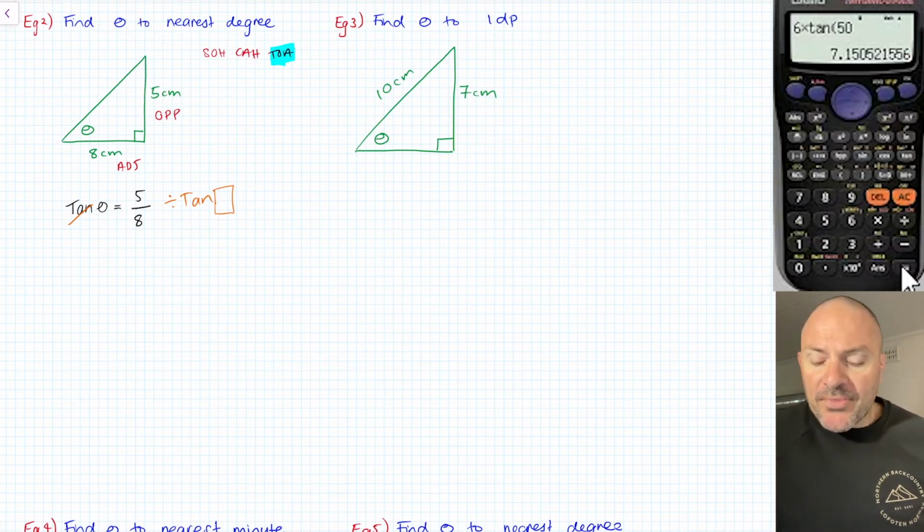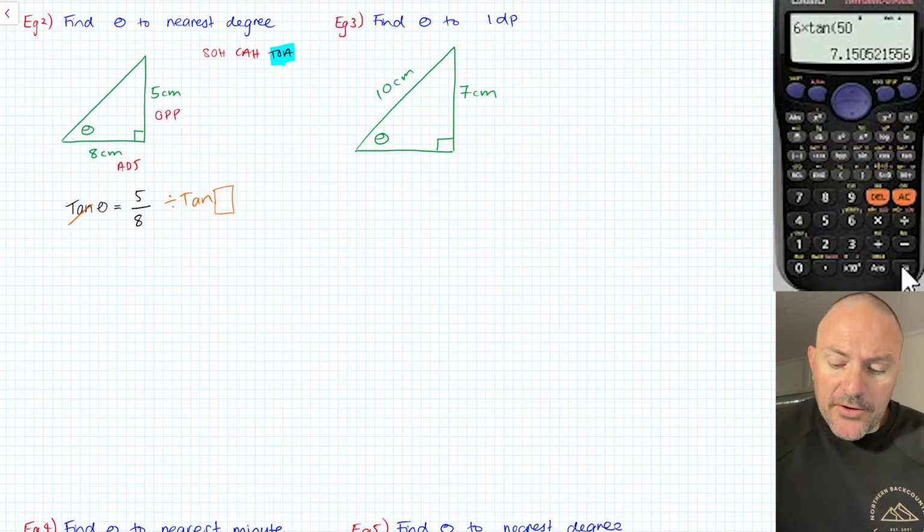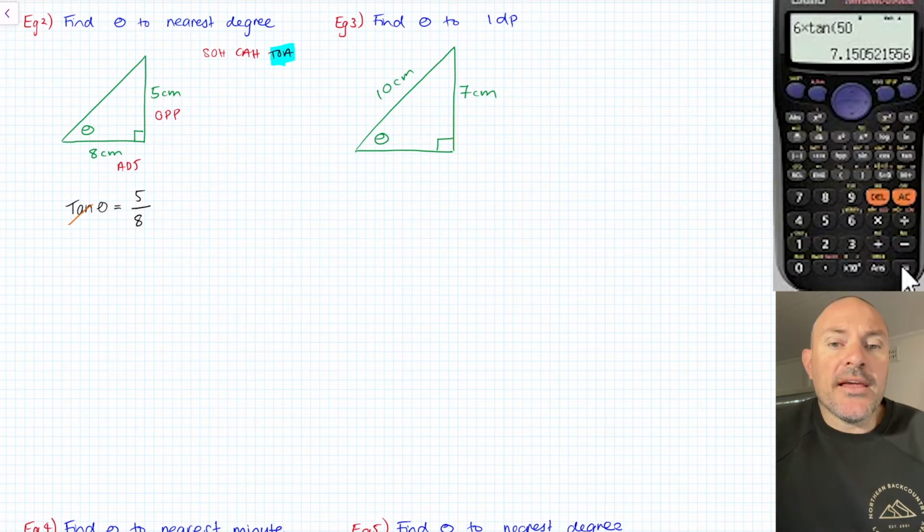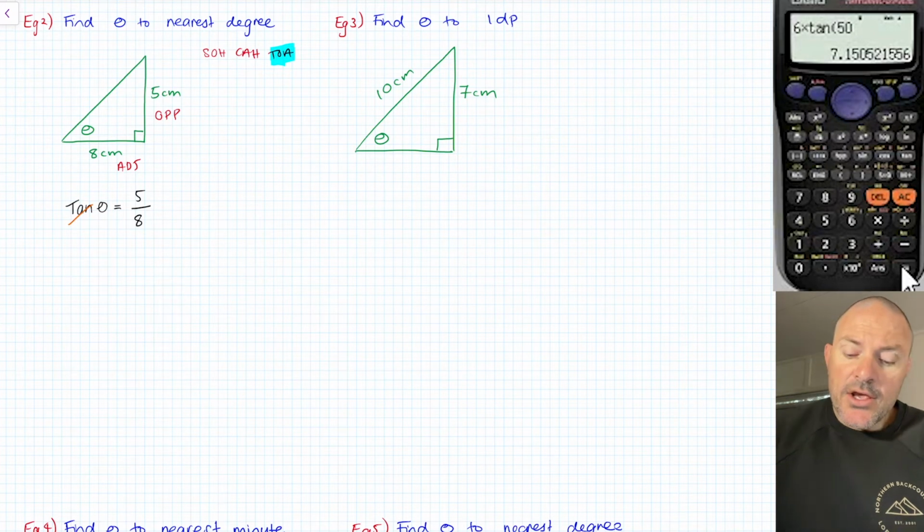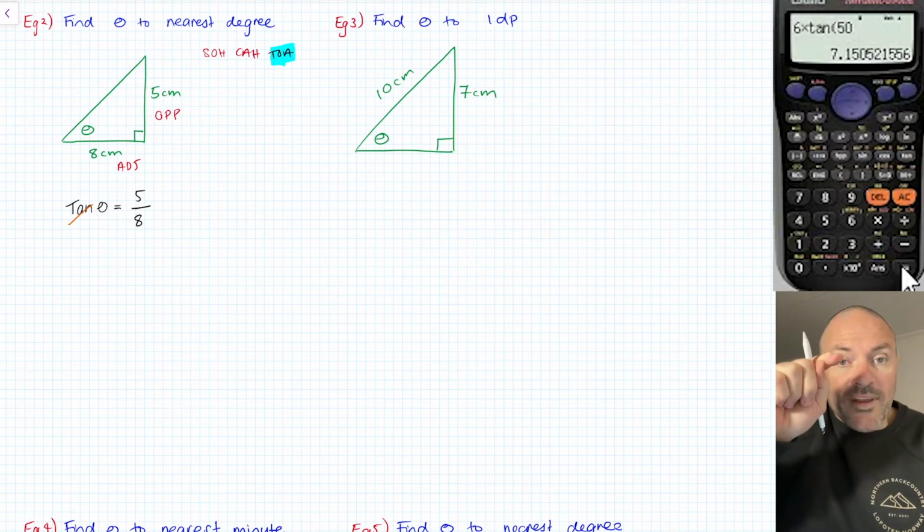We can't do that. So you might think back, though, to maybe Year 9 or Year 10 indices, you might remember that there's a way to write a fraction with a negative index.